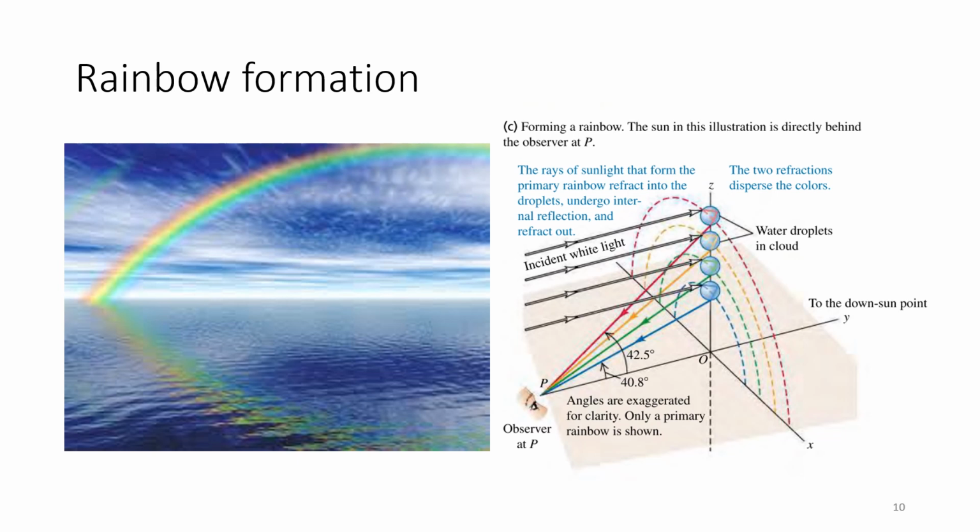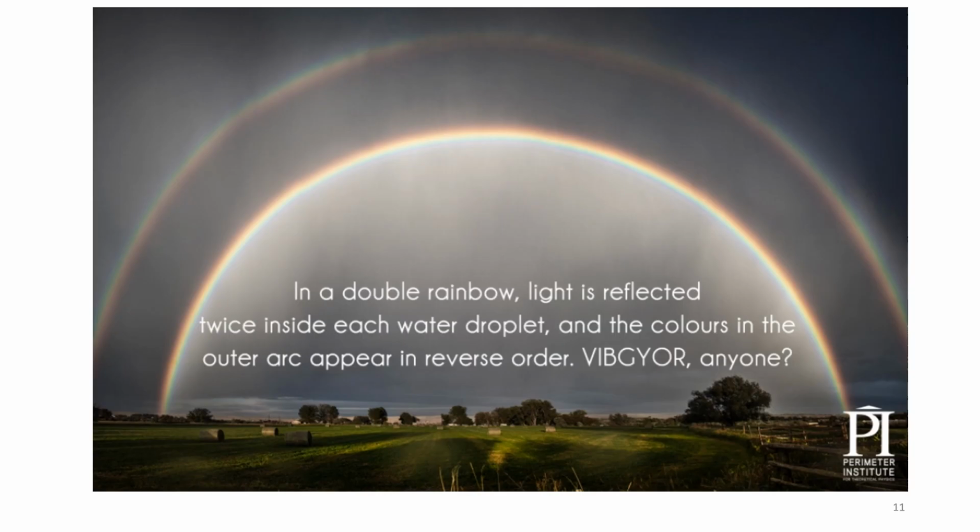The light rays get partially reflected at the back of the droplets, and will leave the droplet, eventually reaching your eyes in the famous ROY-GBIV fashion. These two refractions, the entry and the exit, disperse the colors. Double rainbows form from the light rays that reflect twice in the droplet. From here, the reverse order of the colors can be seen.